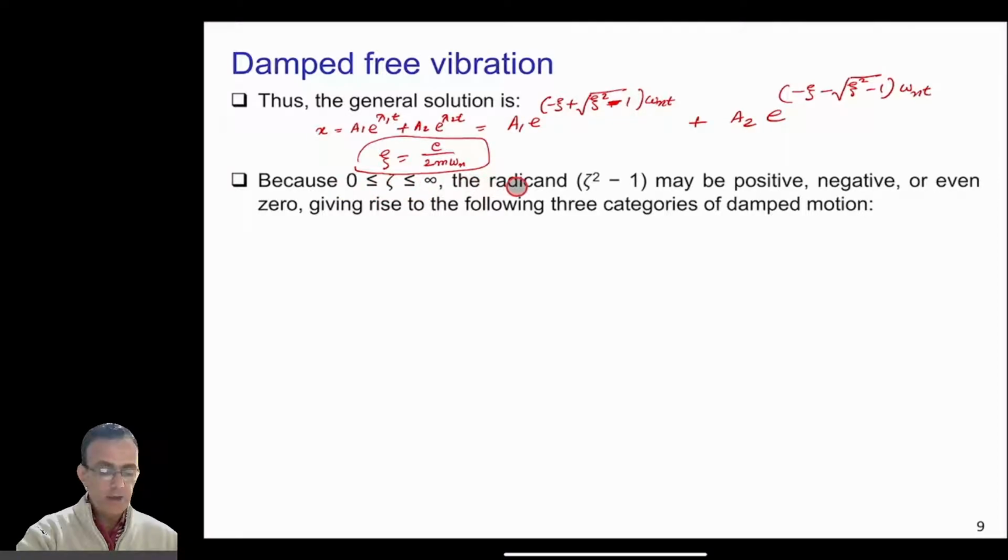And now the radicand, which is the thing under the root, zeta square minus 1, may be positive, negative, or even 0. So this means that if zeta is greater than 1, then this term will be positive. If zeta is equal to 1, this term will be equal to 0.